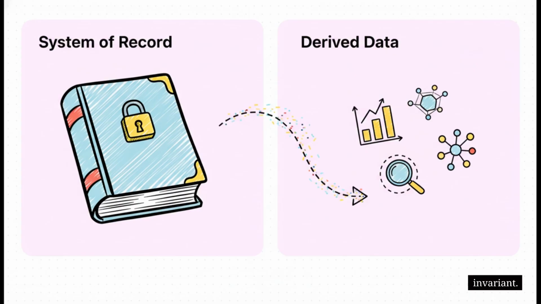So on one side, you have what's called the system of record. This is the absolute, authoritative source of truth. Think of your main user database. And on the other side, you have derived data. This is stuff that's created by processing that original data, like a search index or maybe an analytics report. And here is the most important difference. If you lose your derived data, well, you can always just recreate it from the system of record.